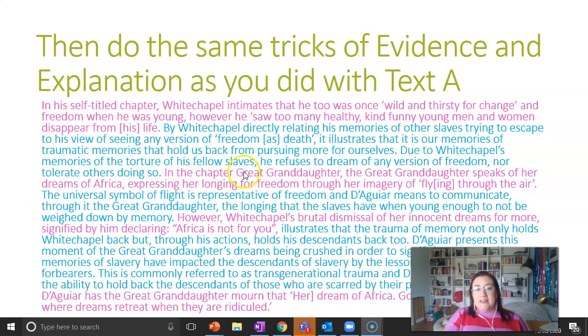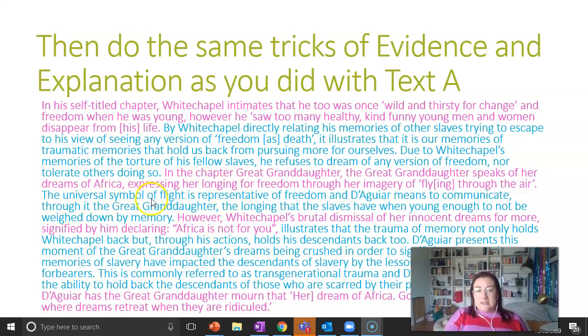So, in the chapter Great-Granddaughter, the great-granddaughter speaks of her dreams of Africa, expressing her longing for freedom through her imagery of flying through the air. I've had to make some slight changes to my embedding so that it flows nicely. Okay, so now I'm going to be talking about the symbolism. Here it's more like plot line character discussion. Here my evidence is going to be symbolism discussion.